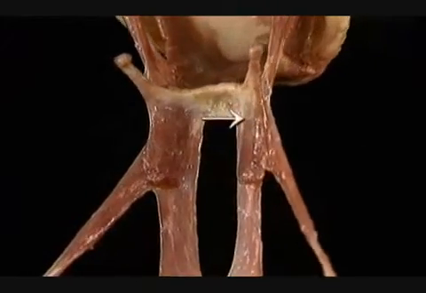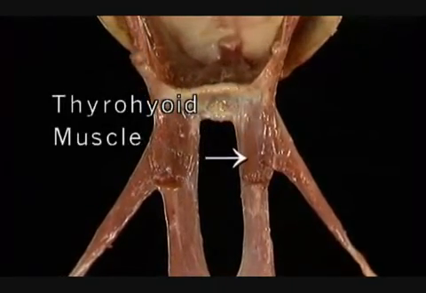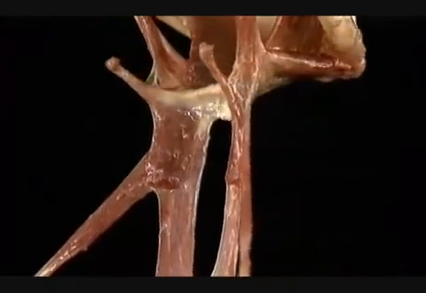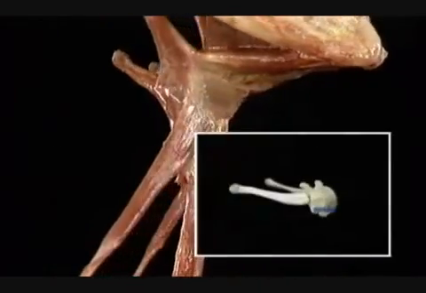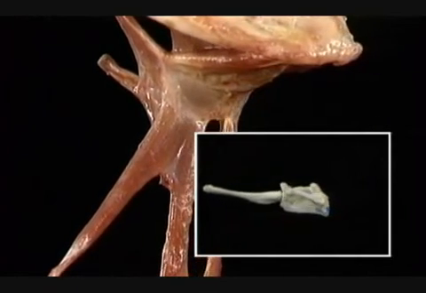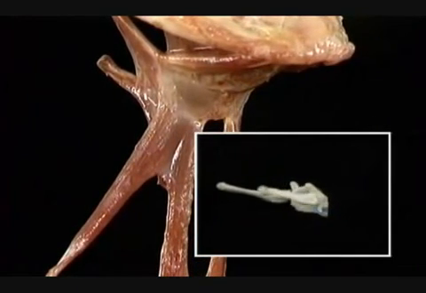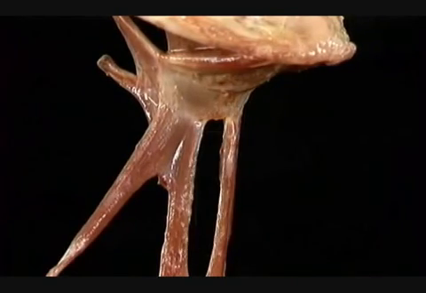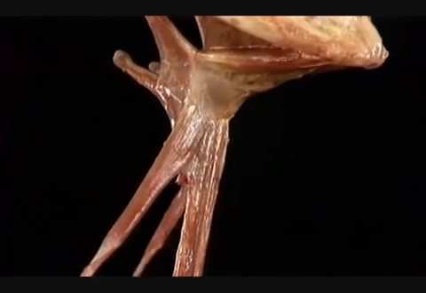Behind these 2 is the short thyrohyoid muscle, which goes down to a structure we haven't seen yet, the thyroid cartilage. These muscles insert on the edge of the body of the hyoid bone, the thyrohyoid here, the omohyoid here, and the sternohyoid here. We'll see these three muscles more fully later in this tape.